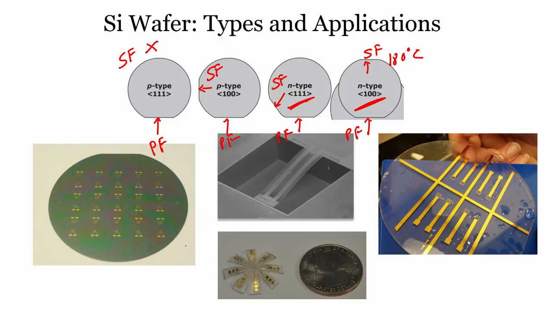If you have p type, the secondary flat would be at 90 degree with respect to the primary flat, or there will be no secondary flat. Understood? That is the importance of your primary flat.